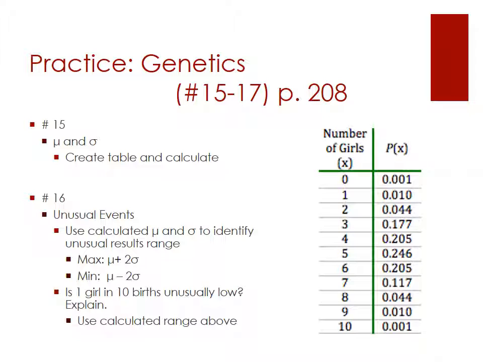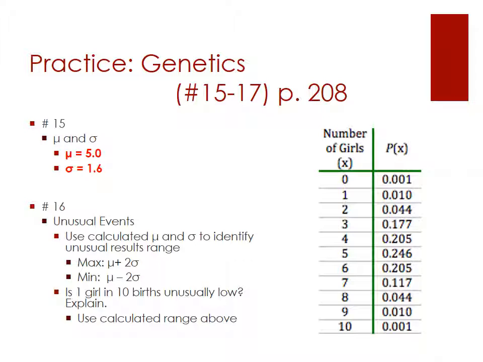So pause the video here. Look at your notes. If you need to go back and watch one of the other videos where we're calculating the mean and standard deviation from a probability distribution, do that and get your answer for these two questions. Pause the video while you do that. And then once you've got your answer, turn the video back on and we'll check your answers together. Okay, you should have gotten your mean of 5.0 and your standard deviation of 1.6.